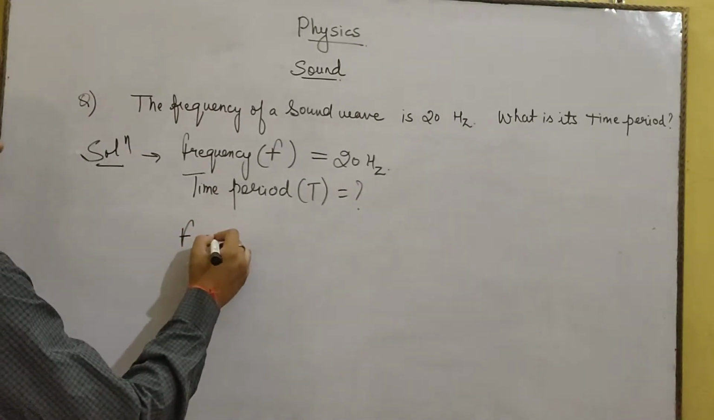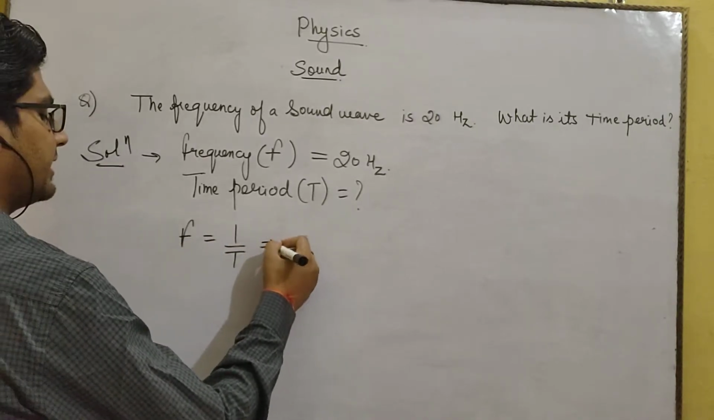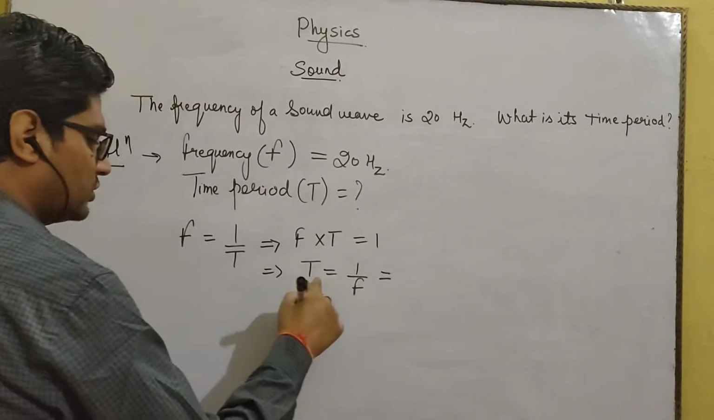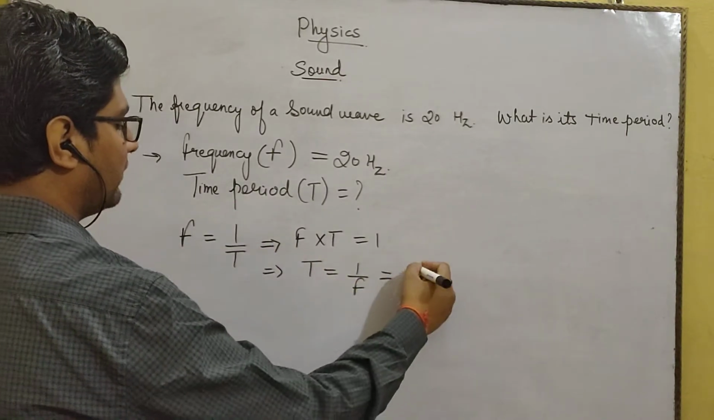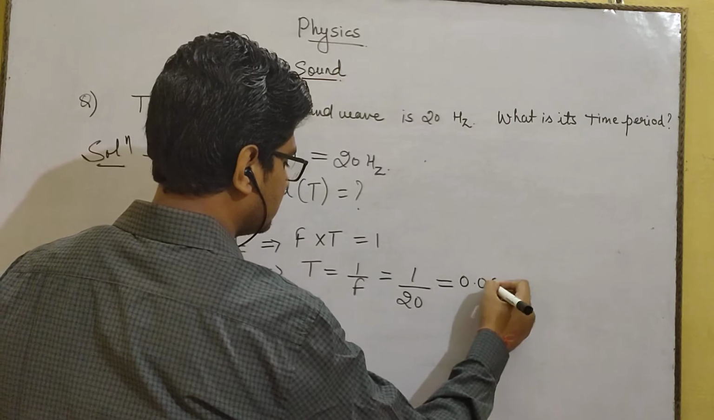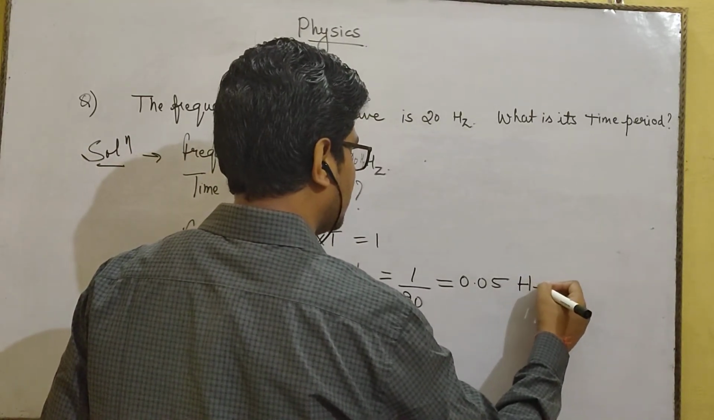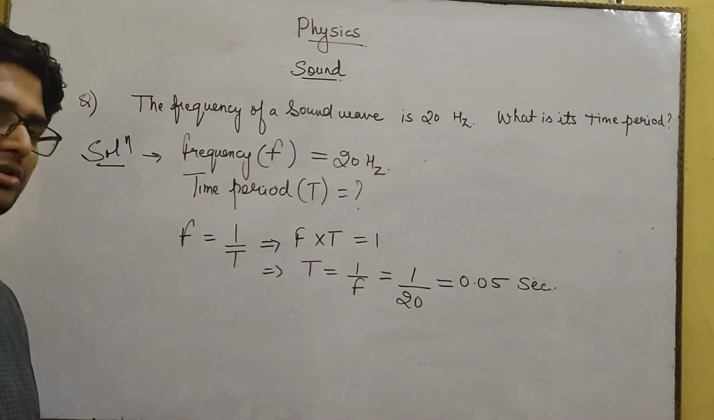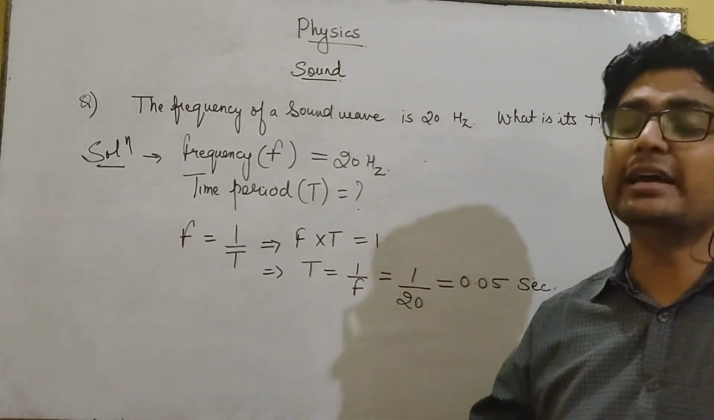We know that the relationship between frequency and time period is F equals 1 upon T. So you can write it like this: F into T is equal to 1, or T is equal to 1 upon F. Now you have to calculate time, so it will become 1 upon F, just the reciprocal. So 1 upon, what is the frequency? 20 Hertz. Now, when you divide 1 by 20, you get 0.05 seconds. So this is the time period of this sound wave. So for time period, simply divide 1 upon the frequency. This is how you can solve simple numericals based on time period and frequency.